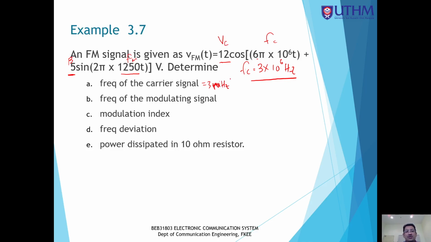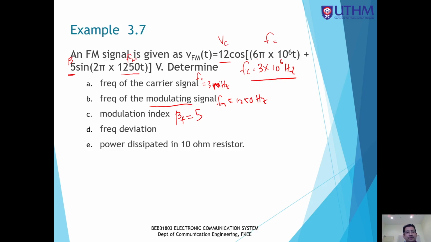Okay, 3 megahertz. And then, frequency of the modulating signal, which is fm. So this is fc, this is fm. Frequency of the message, frequency of the modulating signal, which is equal to 1250 hertz. And then modulation index, beta f, is equal to 5.